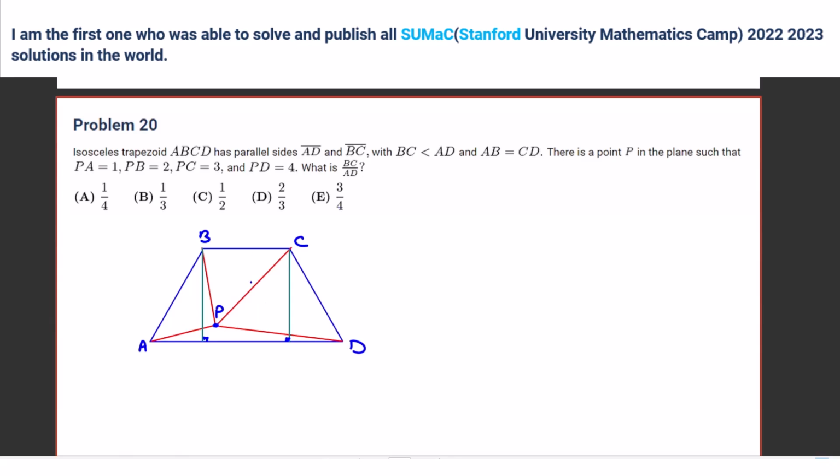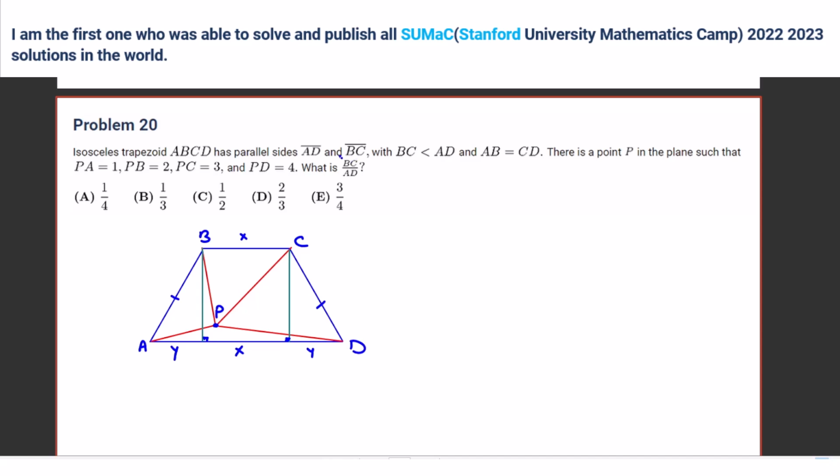It says BC over AD. So I call this one x. If this one is x, this one is what? x plus 2, whatever. This one is x, right? Now consider this one y. This one is what then? y. Exactly, because it is an isosceles trapezoid, right?